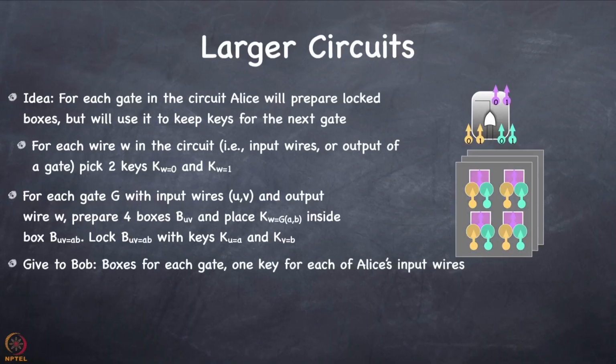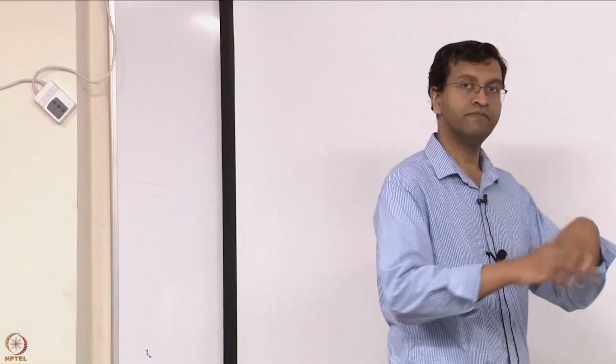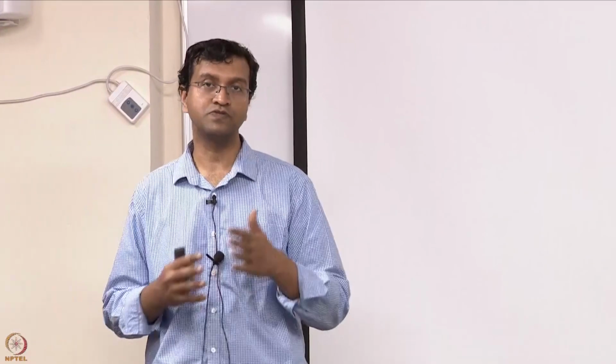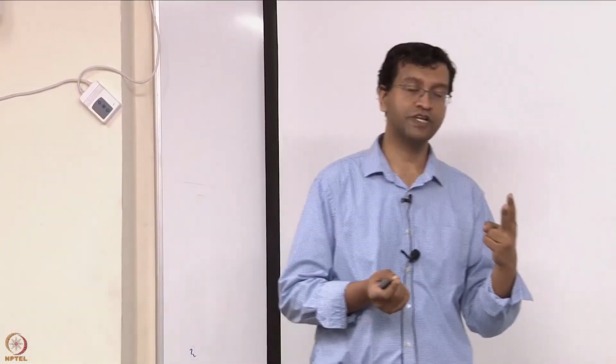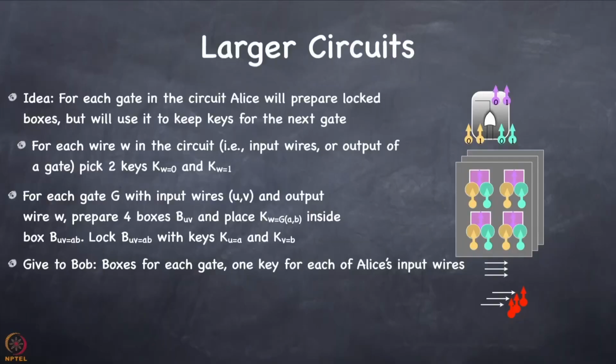Okay, and we'll do the same old thing: unlabel them, which means basically permute the boxes, and send all these boxes, one for each gate. Ship all of these boxes to Bob. And also ship all the keys corresponding to Alice's own input wires, right? One key per input wire. So there are 2 keys that she originally picked. One of them corresponds to her input, so for each wire, send that.